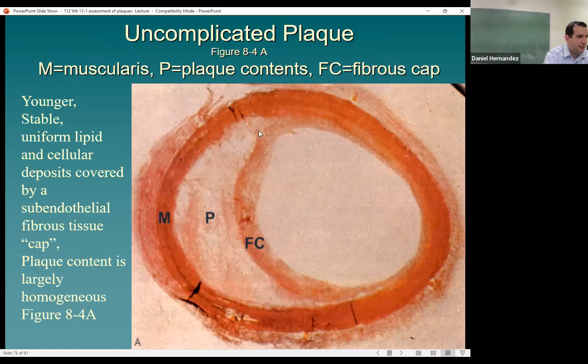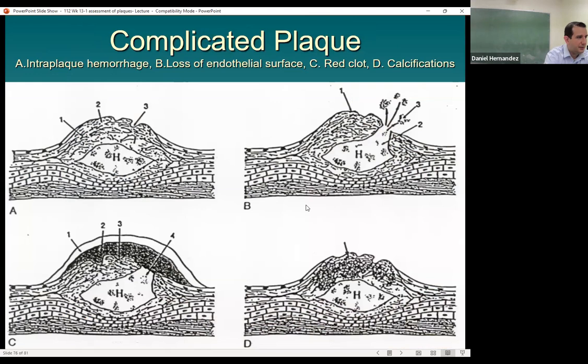So here's that uncomplicated plaque showing a cross section of an actual vessel. That fibrous cap. It's largely homogeneous. And some examples of our complicated plaques. You see that intraplaque hemorrhage, that bleed, the ulcerations in that plaque. So this repeated process of breaking down and repair can eventually lead to rupture of this.